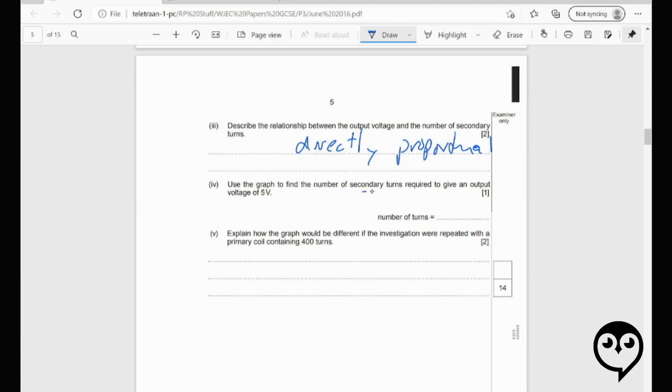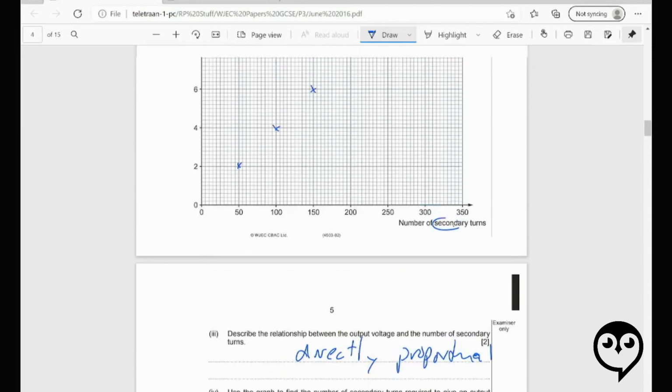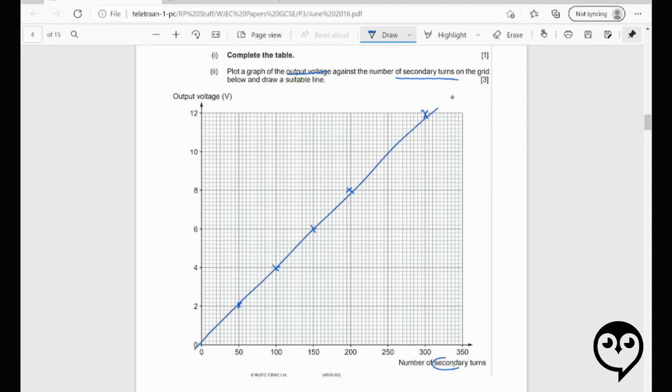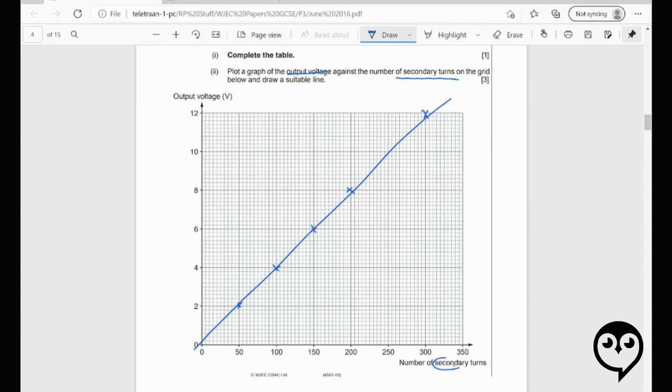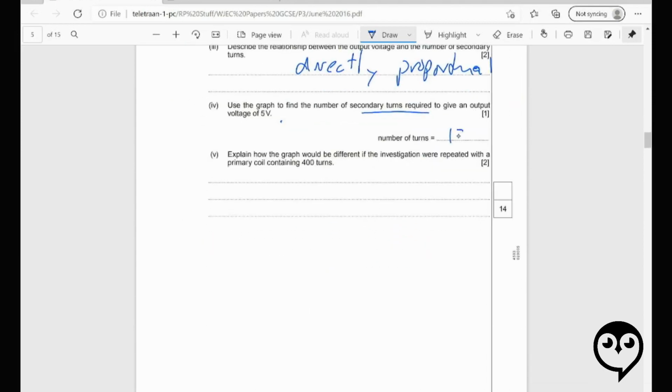Use the graph to find the number of secondary turns required to give 5 volts. So draw a line of best fit. Not bad. Halfway to here should be halfway down here. So I would say 125.